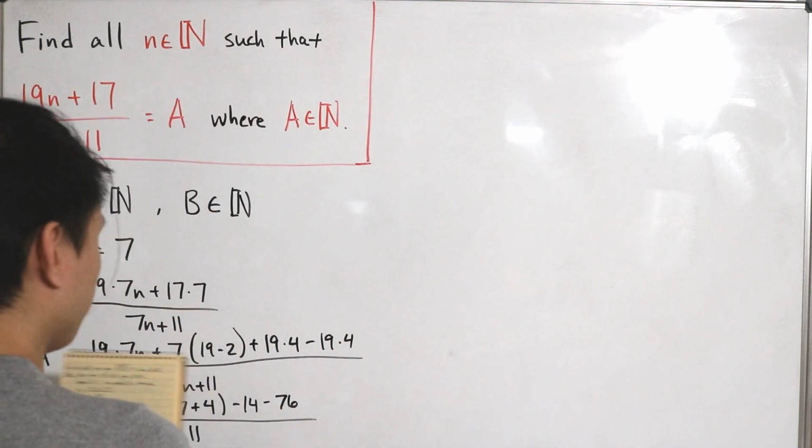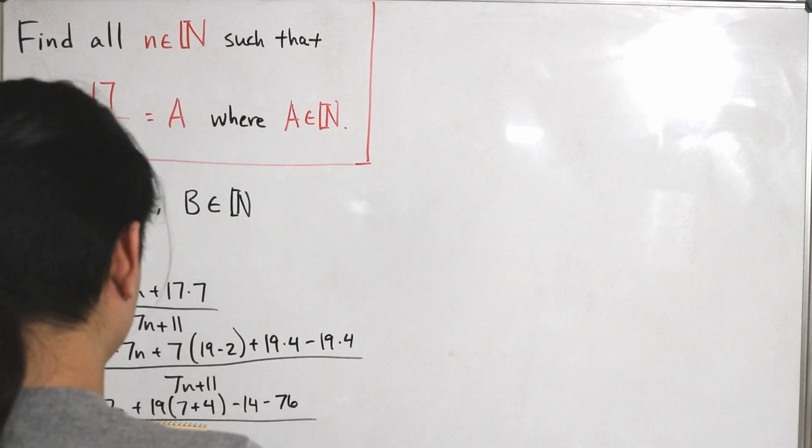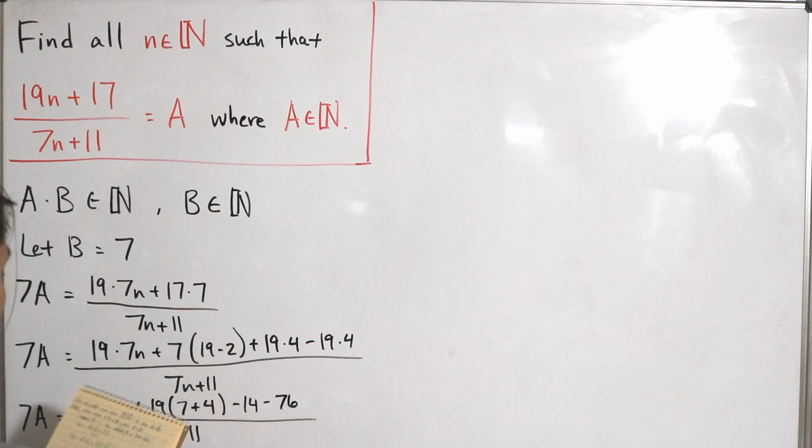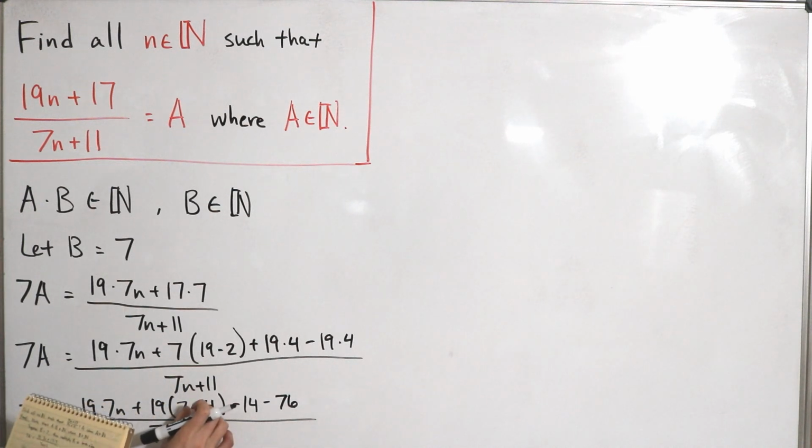Now just doing a little bit of distributing, 19 times (7 plus 4). So the inside expression is going to be 11.